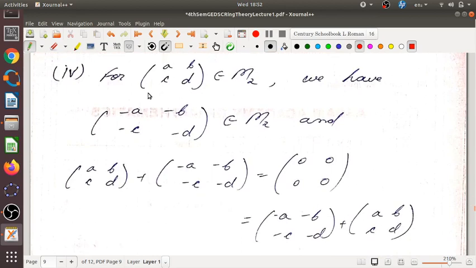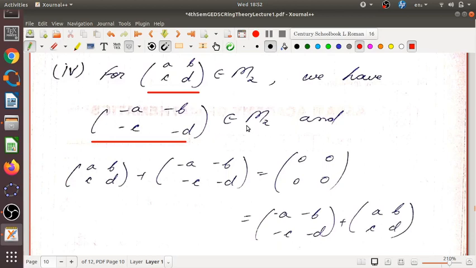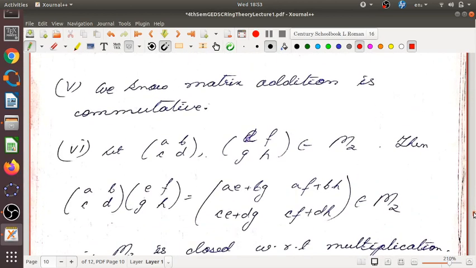Then for any [a b; c d] inside M2, if you multiply those elements by minus 1, you will also get an element in M2, because M2 is the set of all 2 by 2 matrices with real entries. So if a is a real number, minus a is also a real number. If b is a real number, minus b is also a real number. So this is very much an element inside M2. And if you take the sum of these two, you will get the sum as 0. And number 5 property, we know matrix addition is commutative.